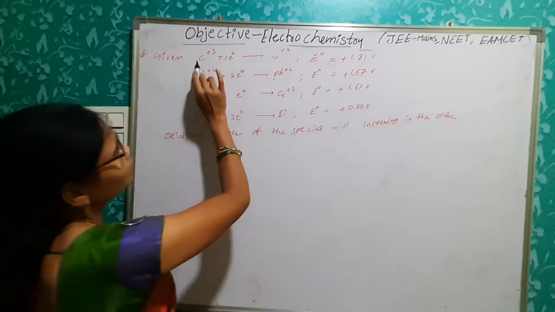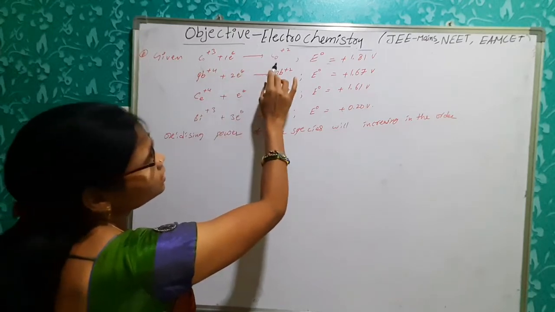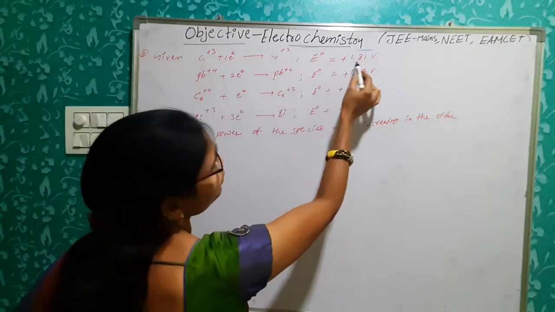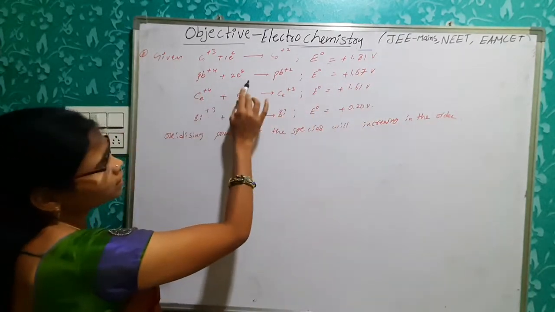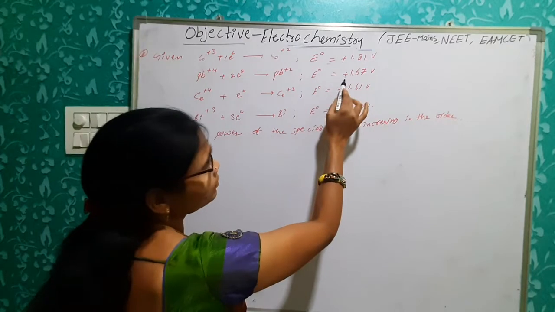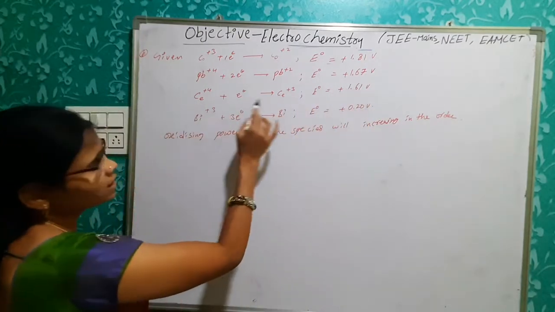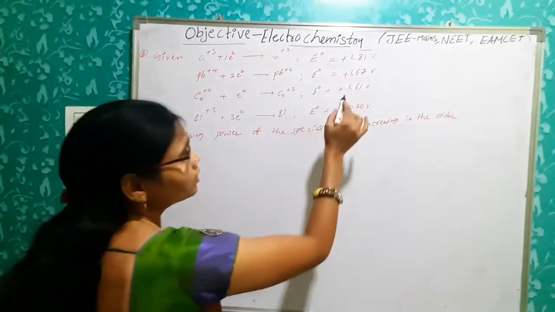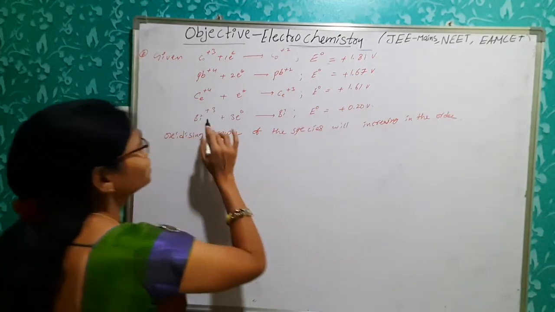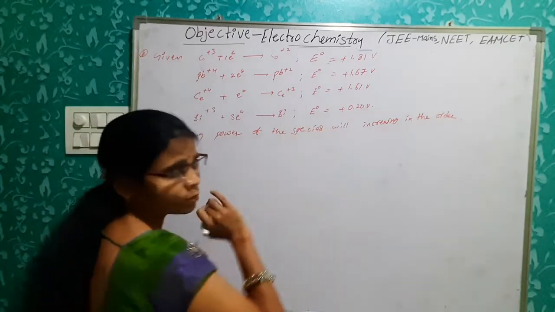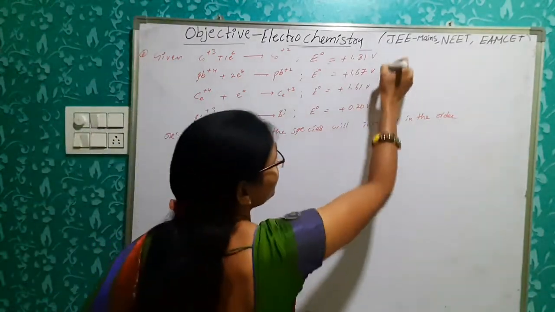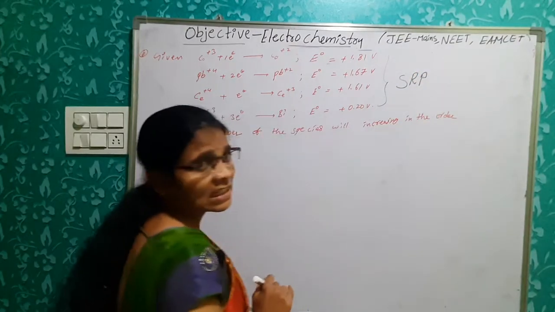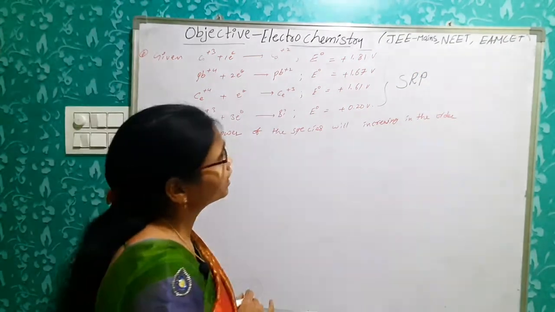Here given cobalt plus 3 takes 1 electron, so cobalt plus 2 is formed by reduction. The reduction potential value is 1.81 volts. So this is also a reduction potential, plus 1.67. This is also a reduction reaction, with reduction potential value 1.61 volts. So this is also reduction. These all are standard reduction potentials.